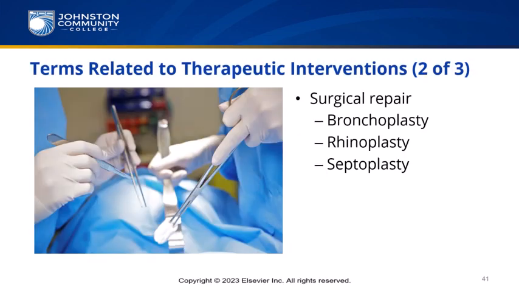Now let's look at some surgical repairs. Remember, plasty is our suffix meaning surgical repair. So a bronchoplasty is a surgical repair of a bronchial defect. Rhinoplasty is a cosmetic or surgical repair of the nose. And then we have a septoplasty, which is the surgical repair of the wall between the nares.